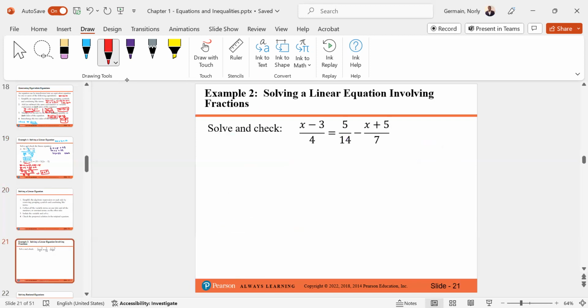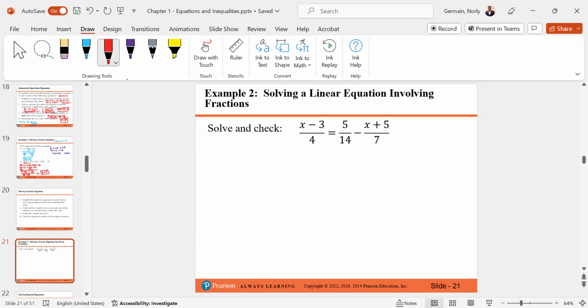Now, how about linear equations with fractions? That's something definitely different. When you look at this linear equation with fractions, first of all, you need to verify the denominators. You see the denominators here are 4, 14, and 7. So what number would divide 4, 14, and 7 at the same time? Because you need to find the smallest number that is divisible by 4, 14, and 7.